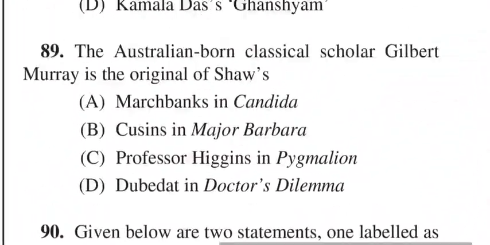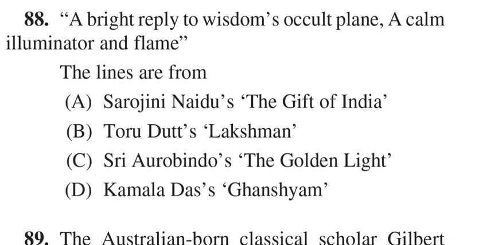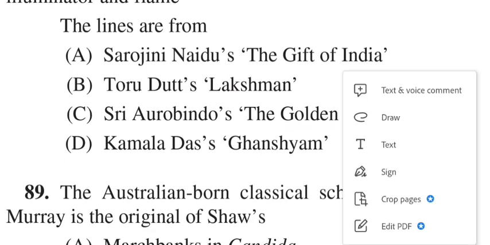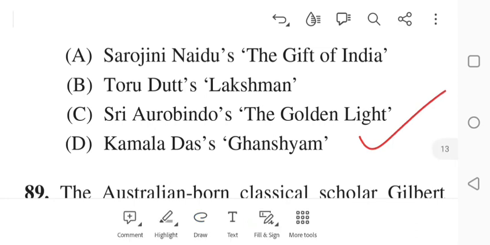Then we have the next question. It says, a bright reply to wisdom, wisdom's occult plane, a calm illuminator and flame. These lines are from which poem? Sarojini Naidu's The Gift of India, Toru Dutt's Lakshman, Sri Aurobindo's The Golden Light, Kamala Das. So while you read about English literature, do not forget to read the history and writings related to Indian English literature, and also Northeast Indian English literature. So what is the correct answer? Correct answer will be C, that is Sri Aurobindo's The Golden Light. Sri Aurobindo is a notable person. You have to know his work, his biography.